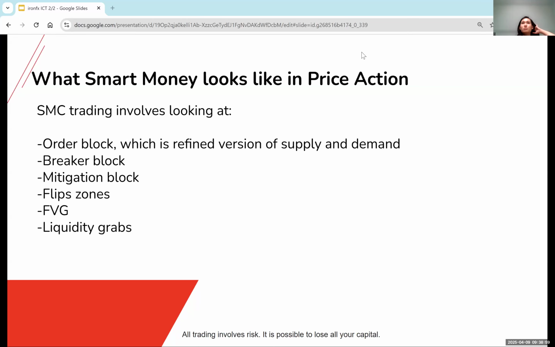I guess how to spot a liquidity grab is to look for, like I mentioned earlier, equal highs or lows. Okay. Yeah, we'll look at a live chart in a bit.